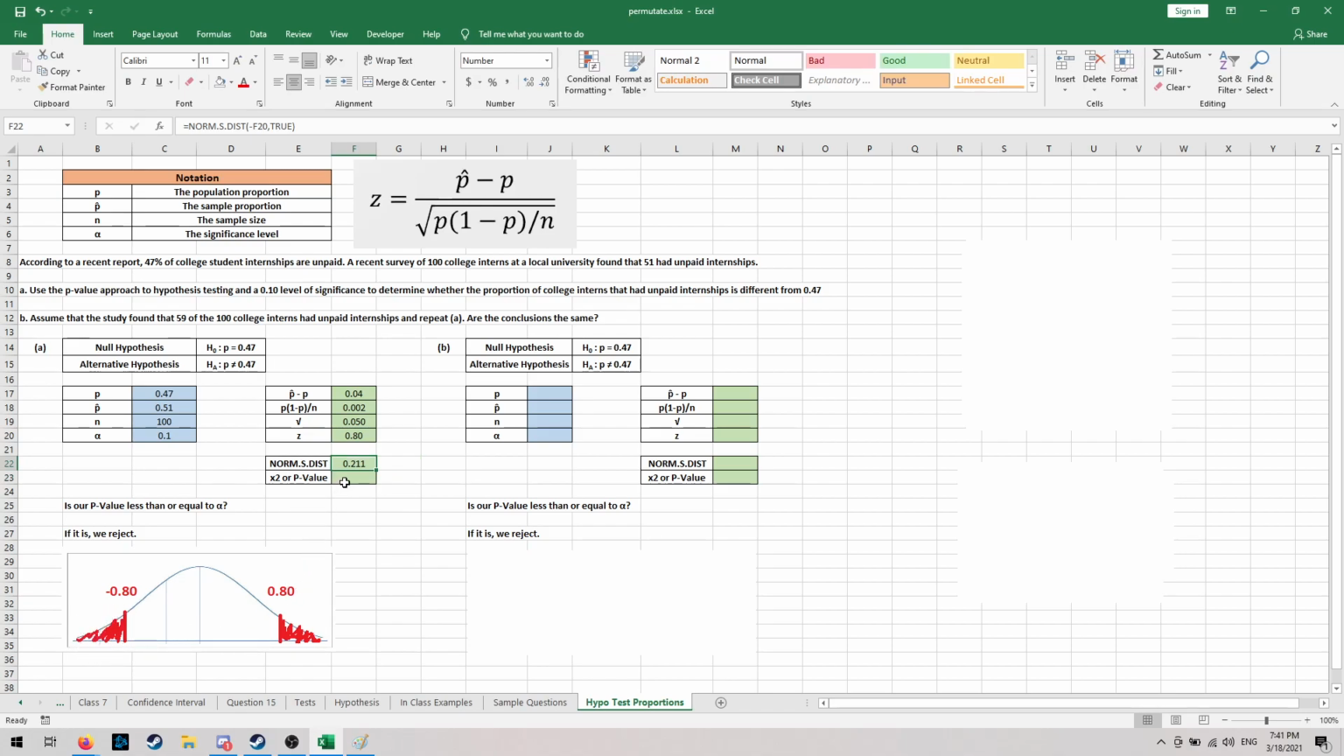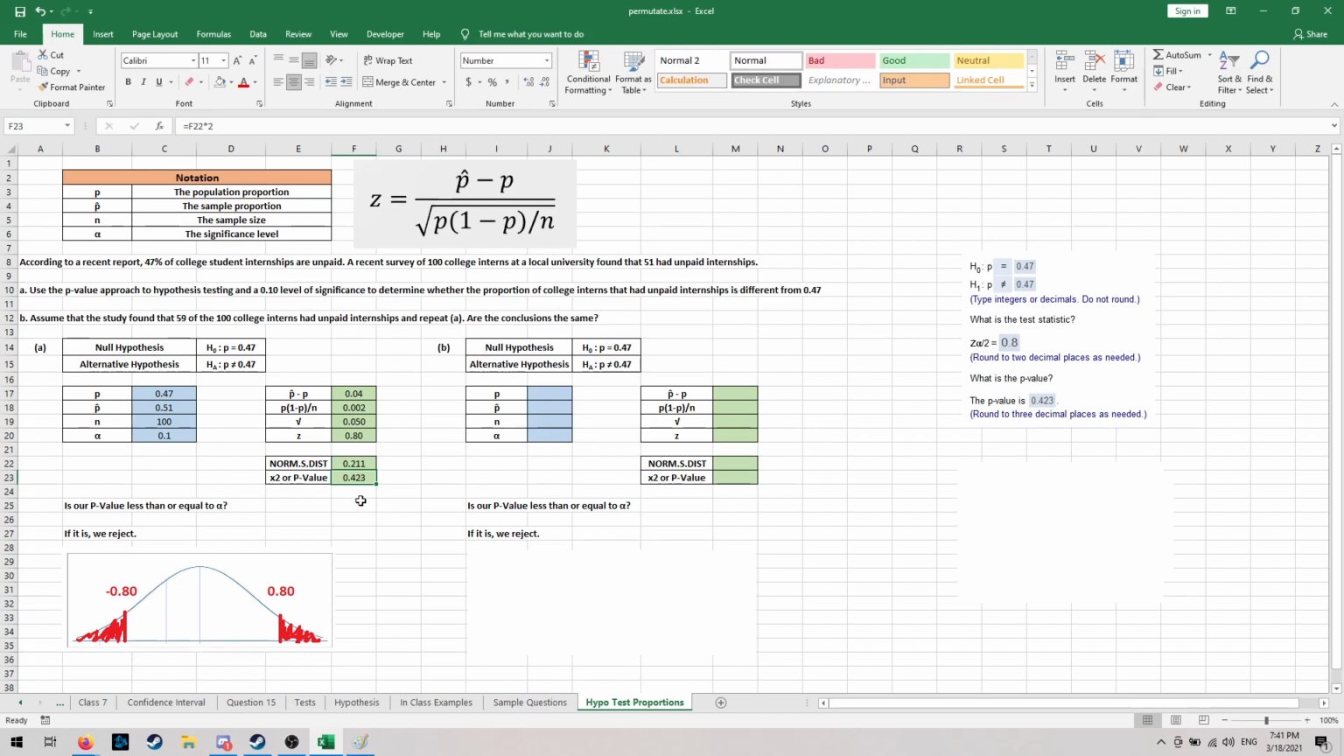And now we need to double it. So we're going to press equals, and we're going to multiply this by 2. And we're going to get 0.423. And that is going to be our p-value. I'll just show you the correct answers over here.